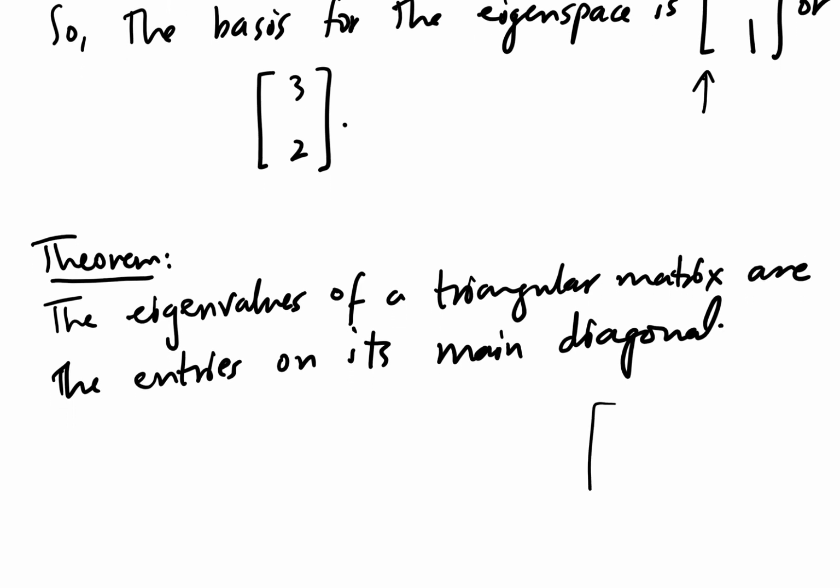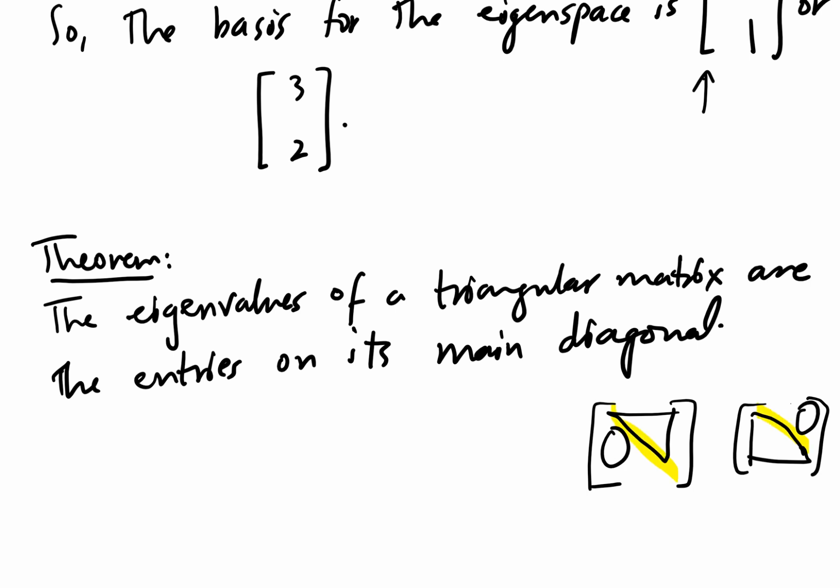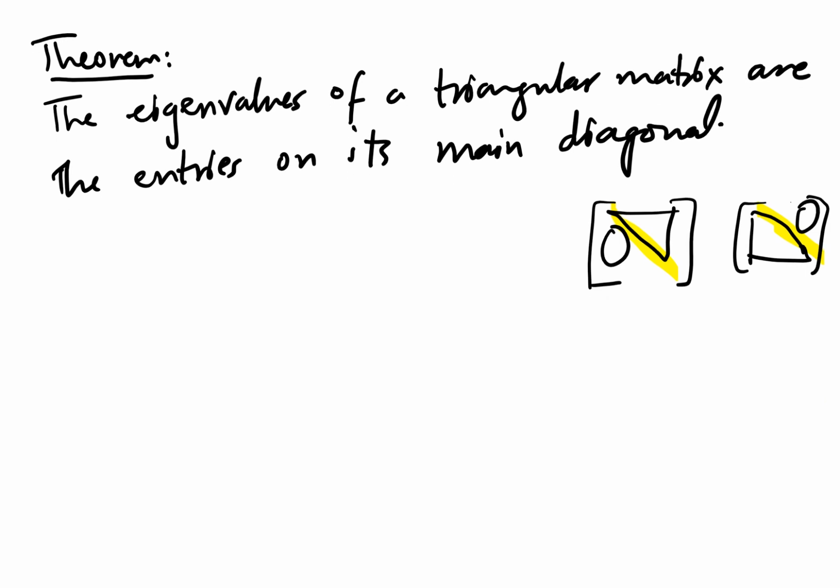So if you have triangular matrices, they go like this, and then everything is 0 here, or you have entries here and 0 above the main diagonal. This is the main diagonal. So those entries on the main diagonal will be the eigenvalues for that matrix.